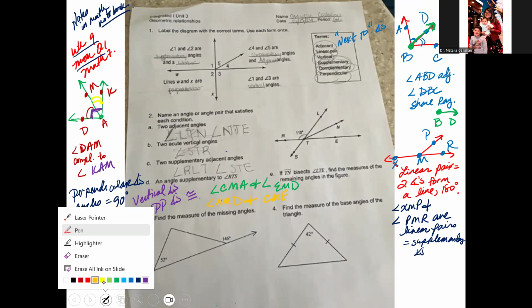Okay, now you have those vocabulary words, so let's see if this makes sense. Angles 1 and 2 are supplementary angles and a linear pair. You forgot the pair. Pair, write that down.